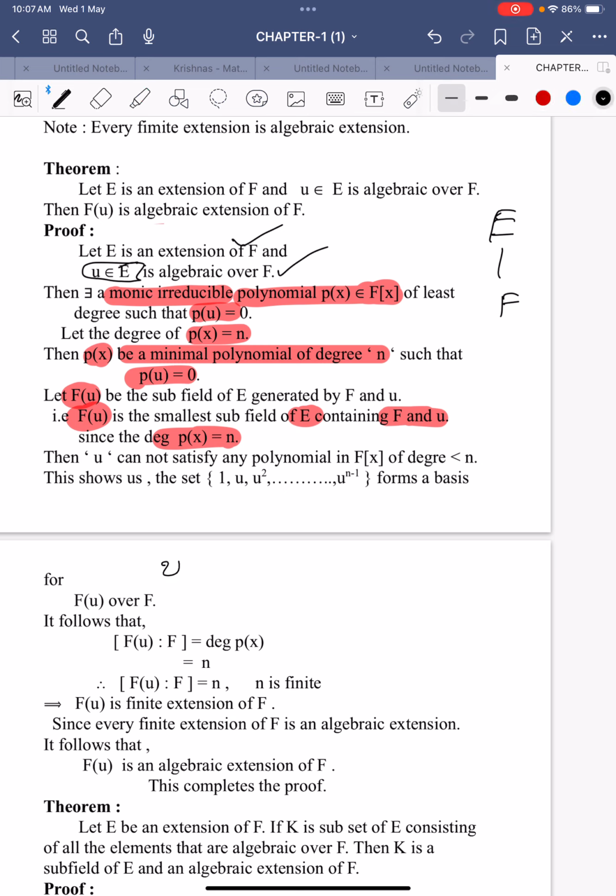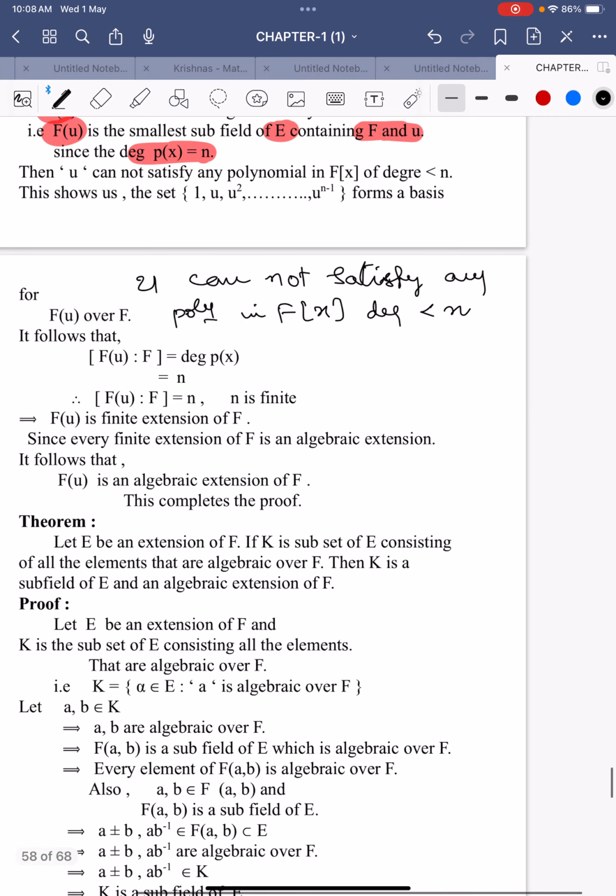the element u cannot satisfy any polynomial in F[x] whose degree is less than n. This condition shows us that the set 1, u, u square and so on up to u power n minus 1 must be a basis for the subfield F(u).